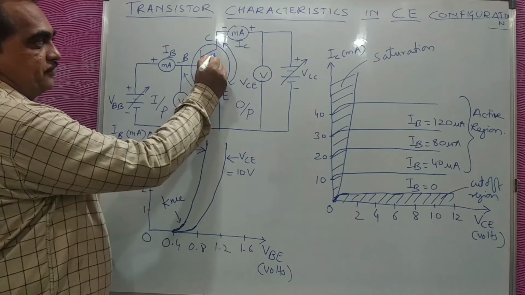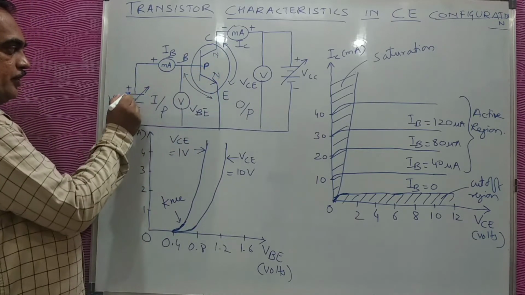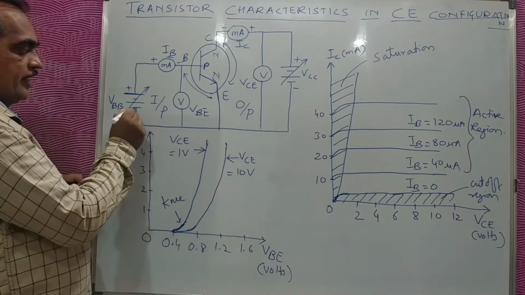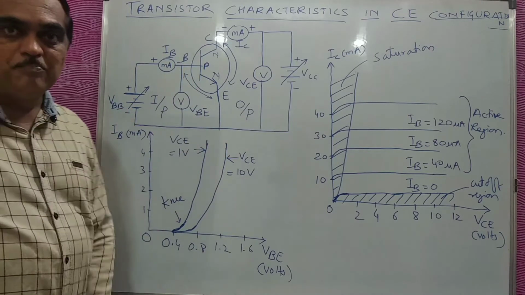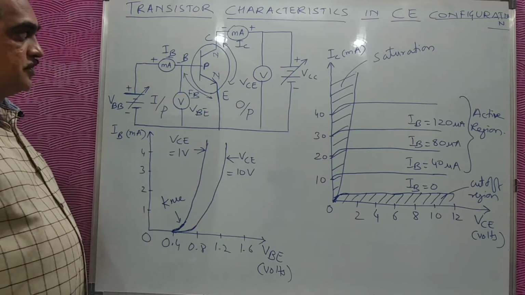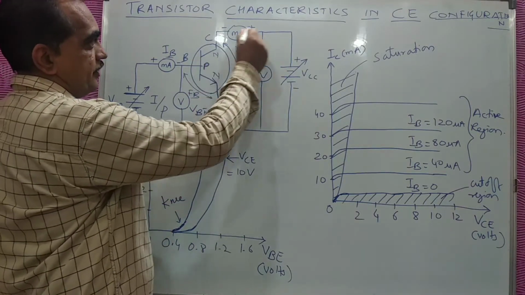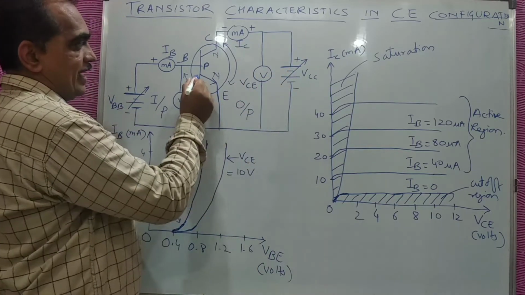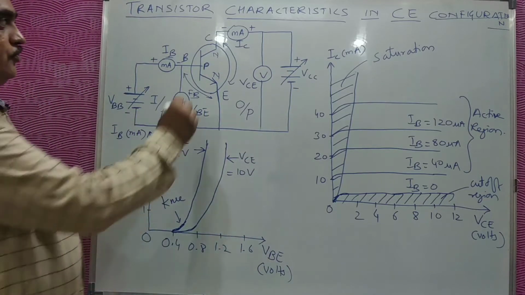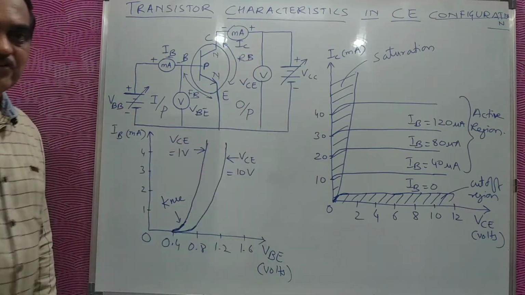Because this is an NPN transistor, P type of base is connected to positive of the battery and N type of emitter is connected to negative of the battery. That means this junction between base and emitter is forward biased. Similarly, if you see the other junction in the output circuit, the collector is N-type semiconductor. It is connected to positive of a battery, and emitter is N-type semiconductor. It is connected to negative of a battery. So here, you can see that this is reverse biased.